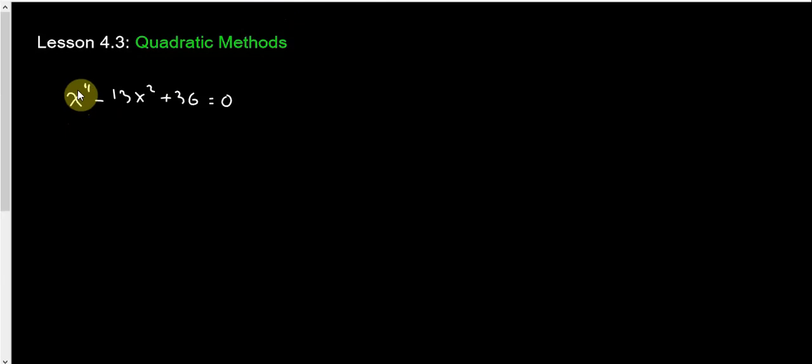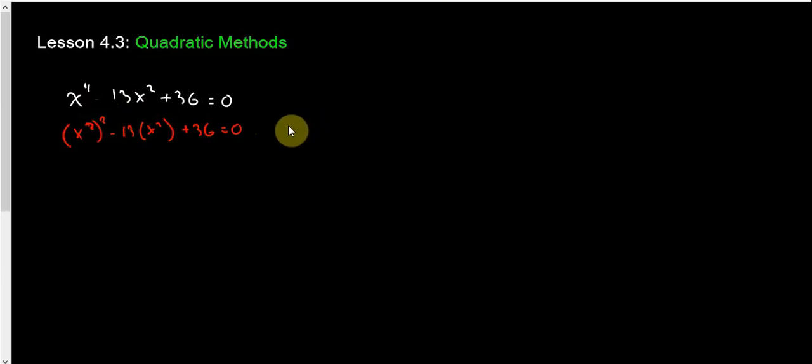If we go ahead and, instead of writing this x to the fourth, write this as x squared, squared, that is the same thing as x to the fourth. Would you agree? Minus 13, and we'll just call this x squared, we'll put it in parentheses, plus 36 equals 0. I have done nothing more than rewrite x to the fourth as x squared squared, and put parentheses around the x squared part.